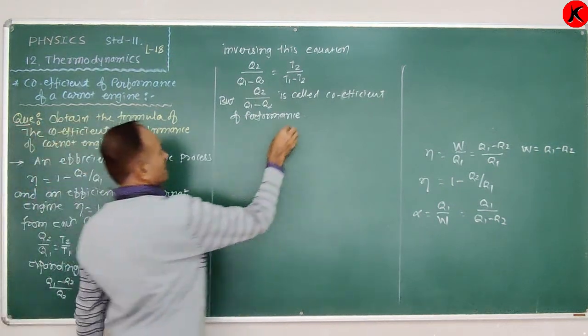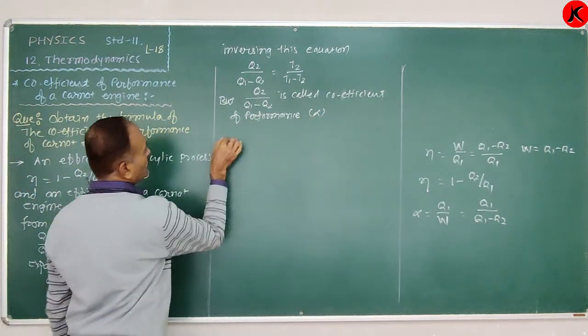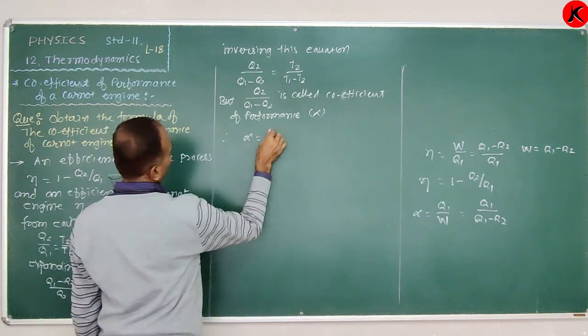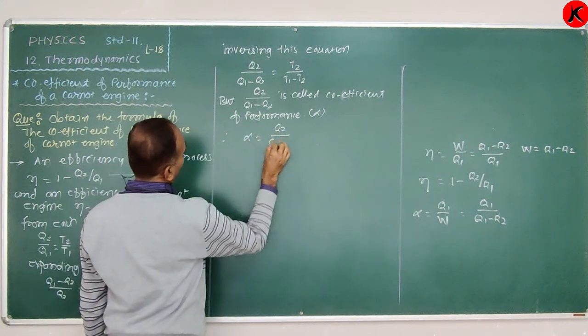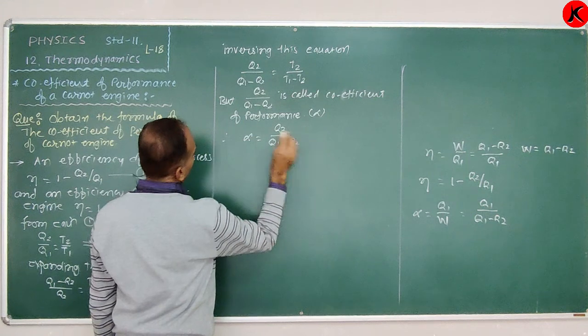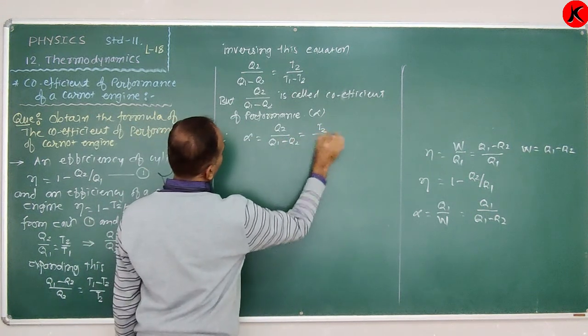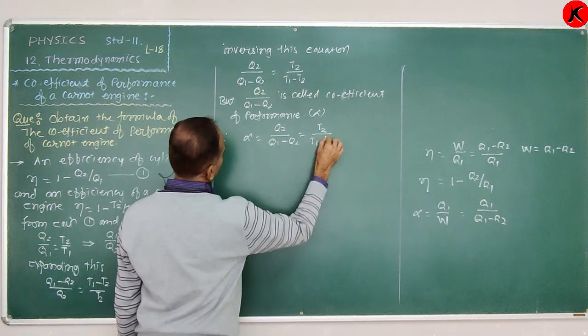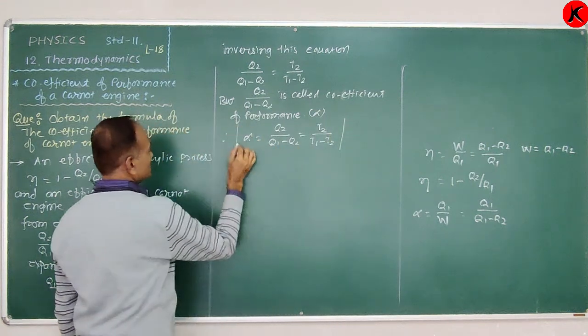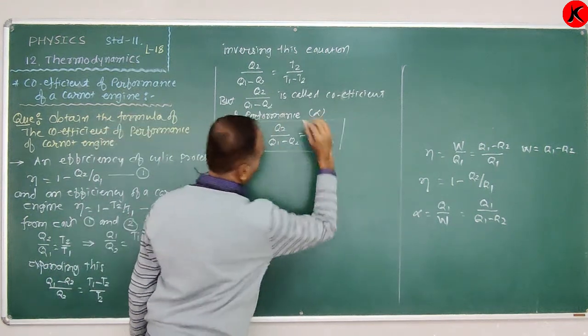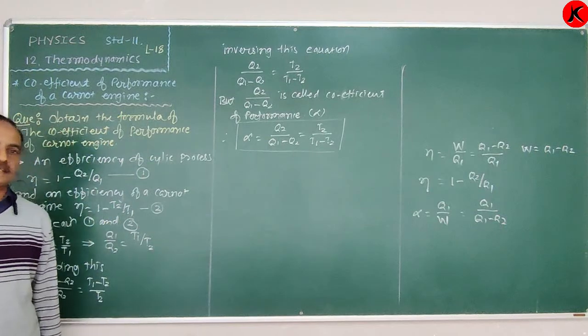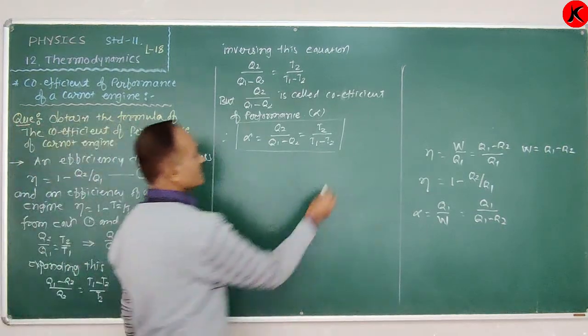It is denoted by alpha. Therefore, alpha is equal to Q2 upon Q1 minus Q2, which is equal to T2 upon T1 minus T2. This is the equation of the coefficient of performance for a Carnot engine.